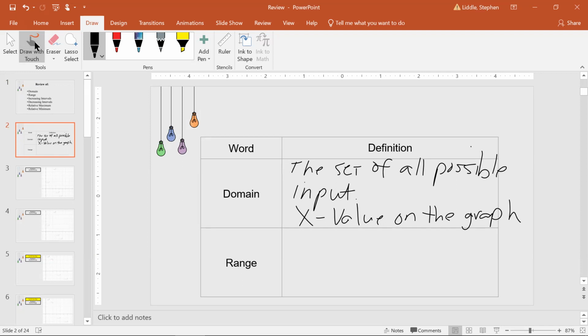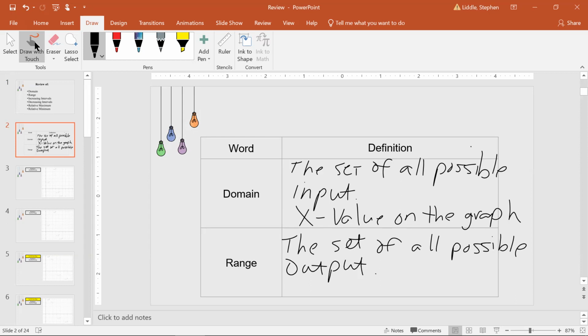Now for range, we have the set of all possible outputs, or we look at it as the Y value on the graph. Really, the important thing that we want to remember is that domain deals with X, range deals with Y.